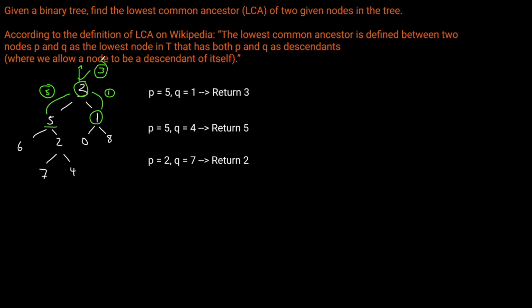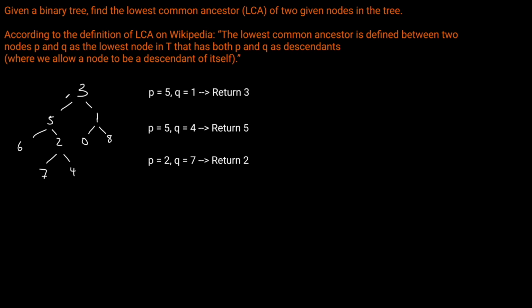So we would return 3 here in this example. But let's look at this example here where Q is actually in the subtree of 5. What's going to happen? So again, we start here at this 3, and we're going to say, okay, does this equal either P or Q? Is it 5 or 4? It's not, so we need to go into both the left and the right subtrees.